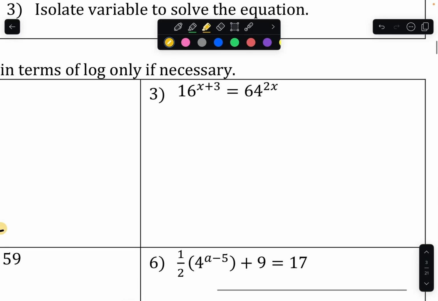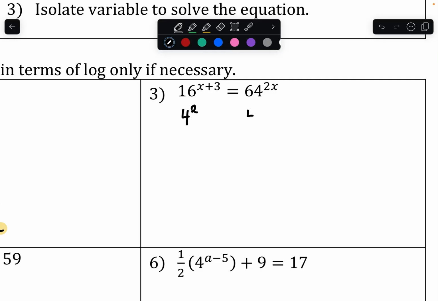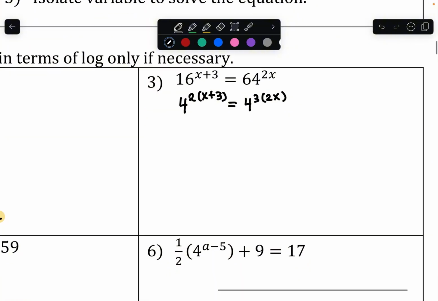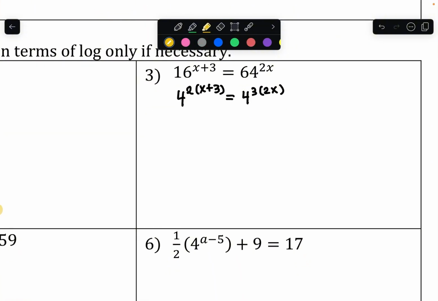Okay, on number 3, our smaller base is 16, and 64 is not a power of 16. But 16 can be written as 4 squared, and 64 can be written as 4 cubed. Okay, and so when I do that, I still have my other exponent, x plus 3, and that 2x. So using our rules of exponents, when you have 2 exponents on one base, they get multiplied.